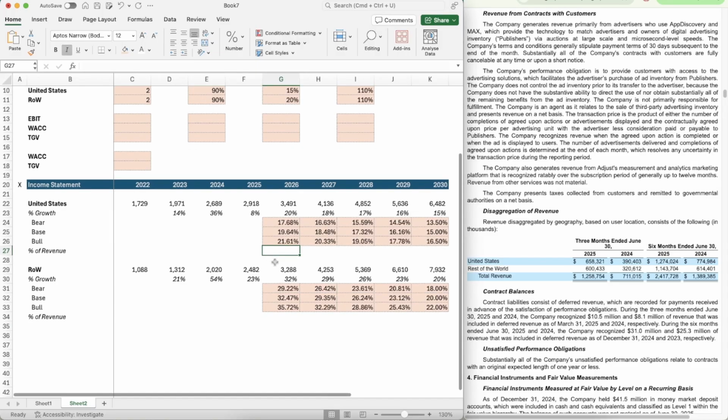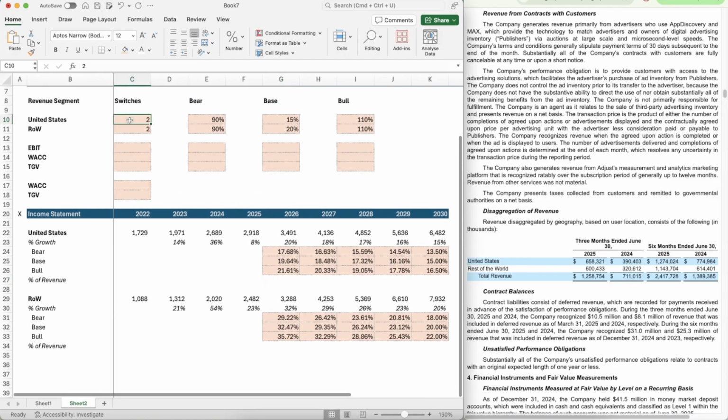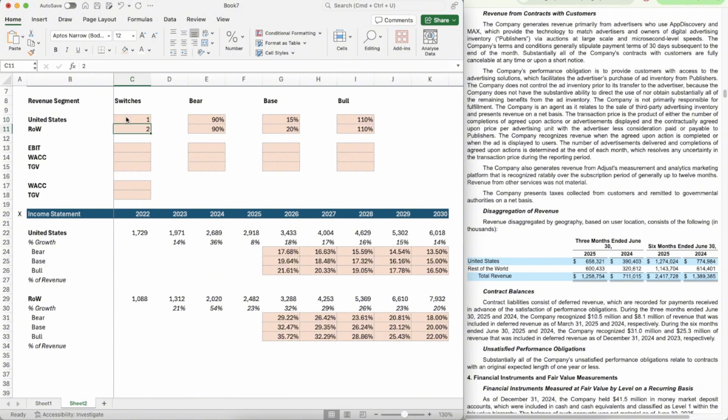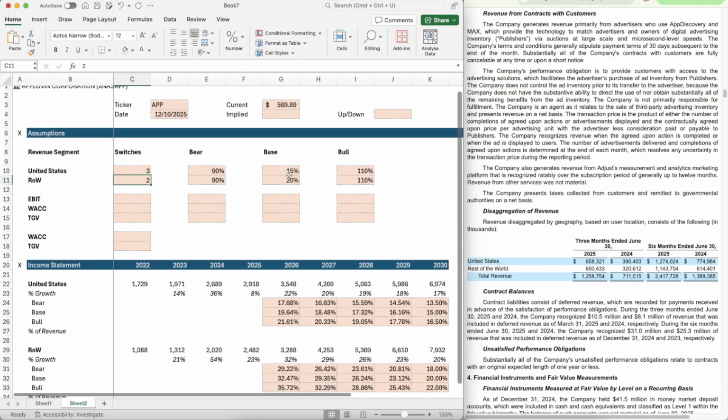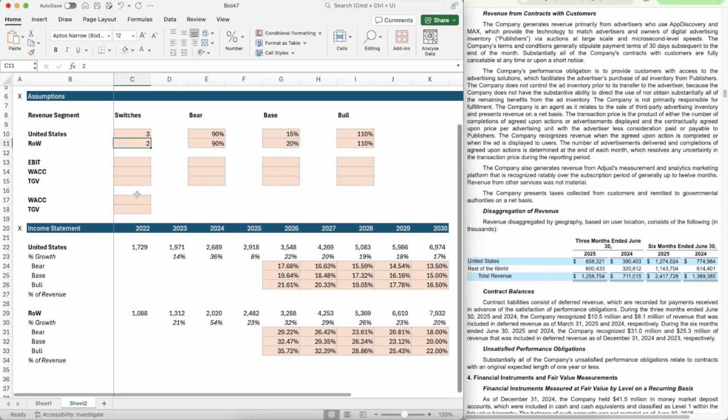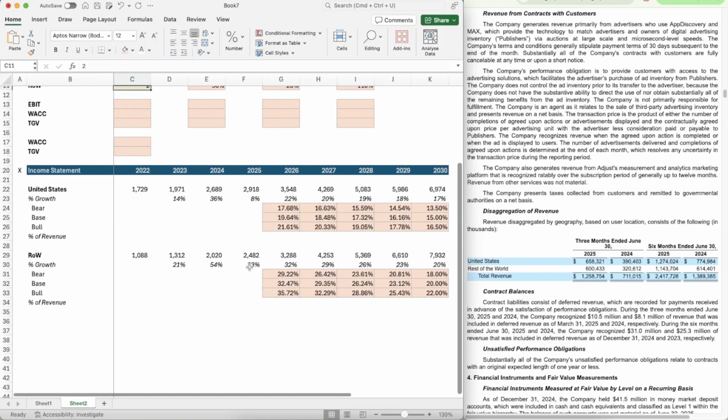What we want to do now, I'll show you the reason for doing this. So remember these numbers, 3491, 4136. Let's go on the bear case, which is 1, comes down. Let's go on the base, comes back to normal. Then we go 3, and it goes higher. So we can use this to simulate different scenarios on all of the key drivers of the company.